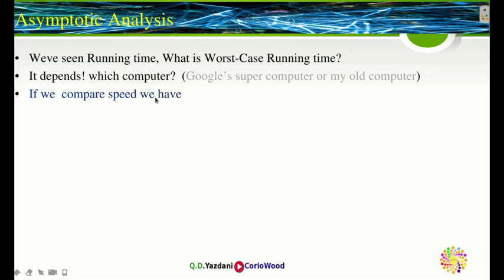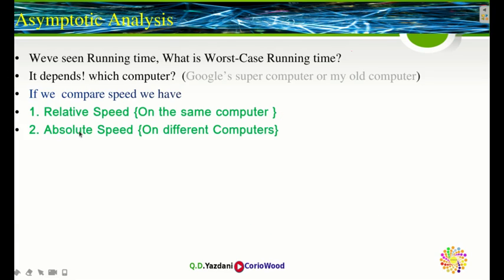The first is the relative speed on the same computer, and the second is the absolute speed on different computers. When we say relative speed, it is on my old computer, or on a very fast computer, but it's not going to be the same on any other computer. If we run it on Google's supercomputer, of course it's going to be fast. But what happens if it's on different computers?